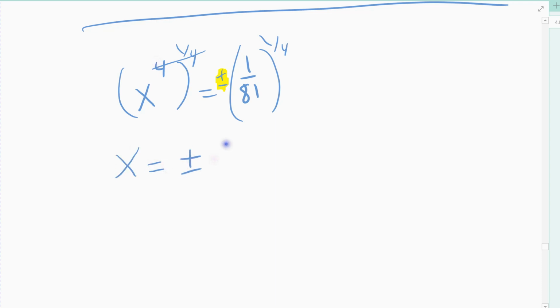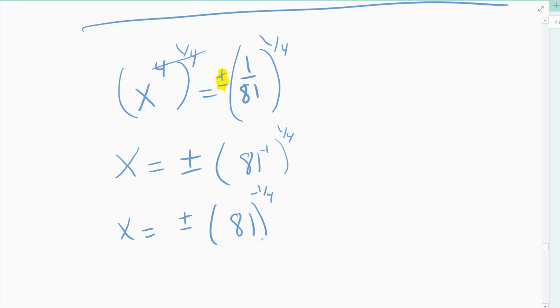Here I've got the plus minus, and I'm going to rewrite, remember, I can rewrite 1 over 81 as 81 to the negative first, to the 1 over 4. Or again, you could type it in the calculator, but sometimes it's just easier to type it in as, right, I can multiply those out, so that's negative 1/4.